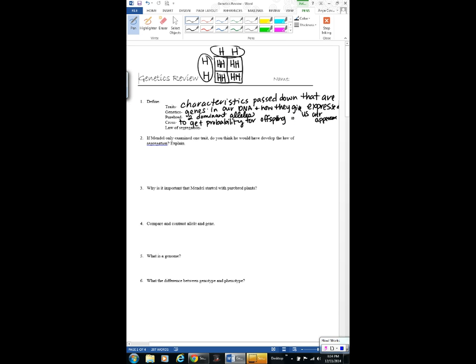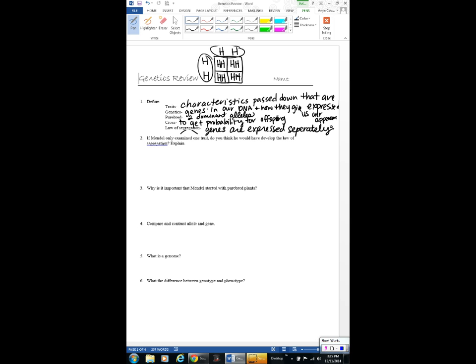And then the law of segregation. Segregation means to separate. And so what this law is talking about is that genes are going to be expressed separately. And this was one of Mendel's laws, that he was able to show us through his experiment.